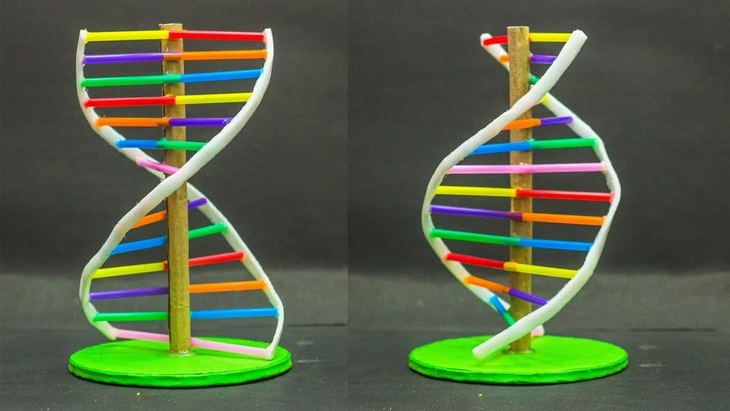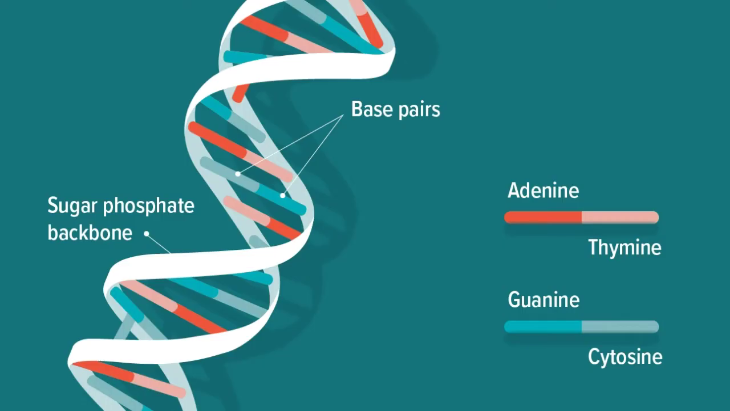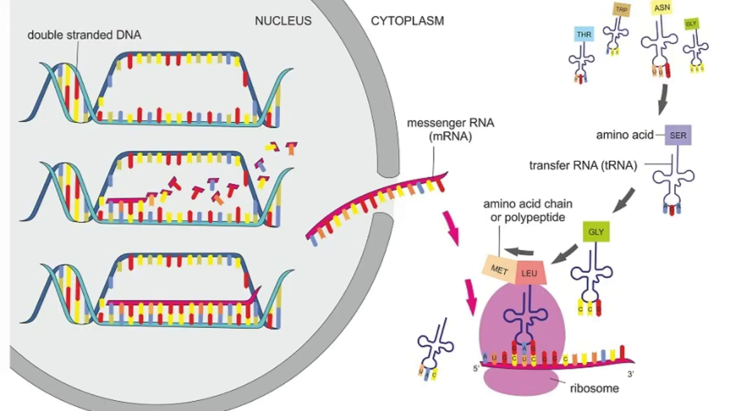RNA is a single-stranded structure and the sugar in it is ribose. In RNA the thymine is replaced with uracil. These two are similar. They both have sugar with phosphate. They both contain nitrogenous bases, adenine, guanine and cytosine, and they both play a role in protein synthesis.